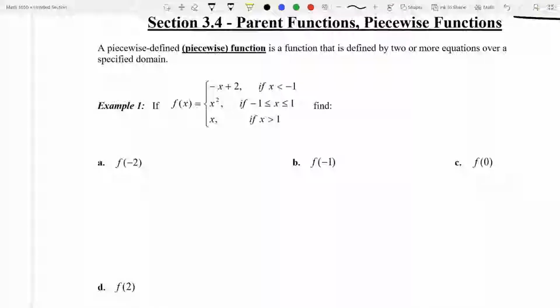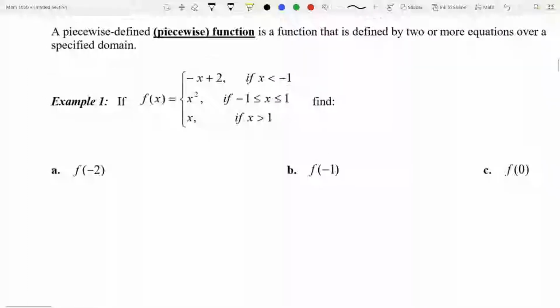Okay? And you will make corrections on your quizzes today. Okay? Just so you know, it's an assignment. It's a required assignment. Okay, here we go with 3.4.